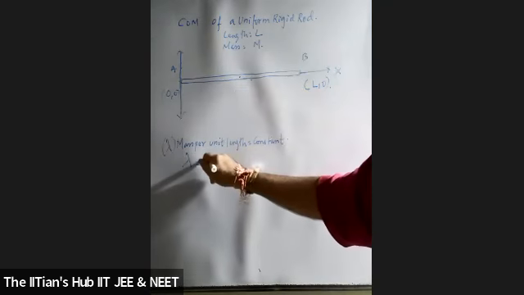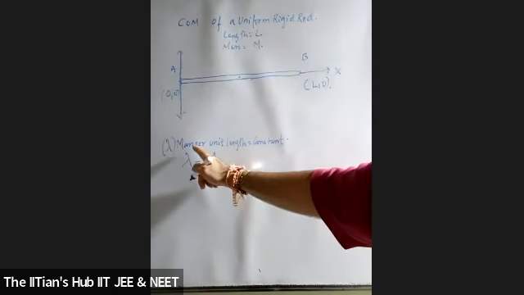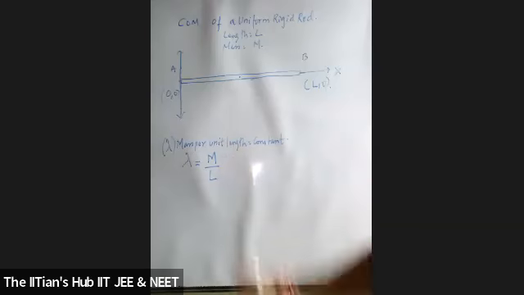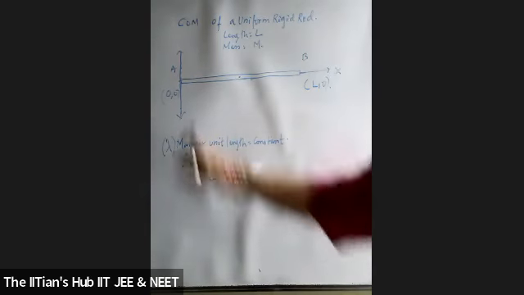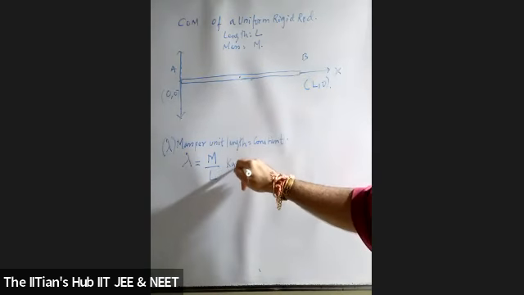What is the total mass of the rod? The total mass is M, and the length we consider is capital L. Can you give me the unit of mass per unit length? Kilogram per meter. If the length of the rod is in meters and mass is in kilograms, what is the unit? Kilogram meter inverse.